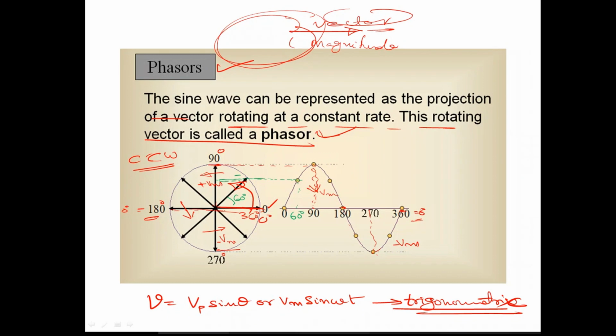Then what is the voltage here? This is the voltage. How do I write this voltage? If you look at it, this is a right angle triangle. Suppose the length of this vector is Vp or Vm. The length of the vector is Vm. So this is Vm. Therefore, the voltage at 60 degrees, V of 60 degrees, is given by Vm sin 60 degrees.